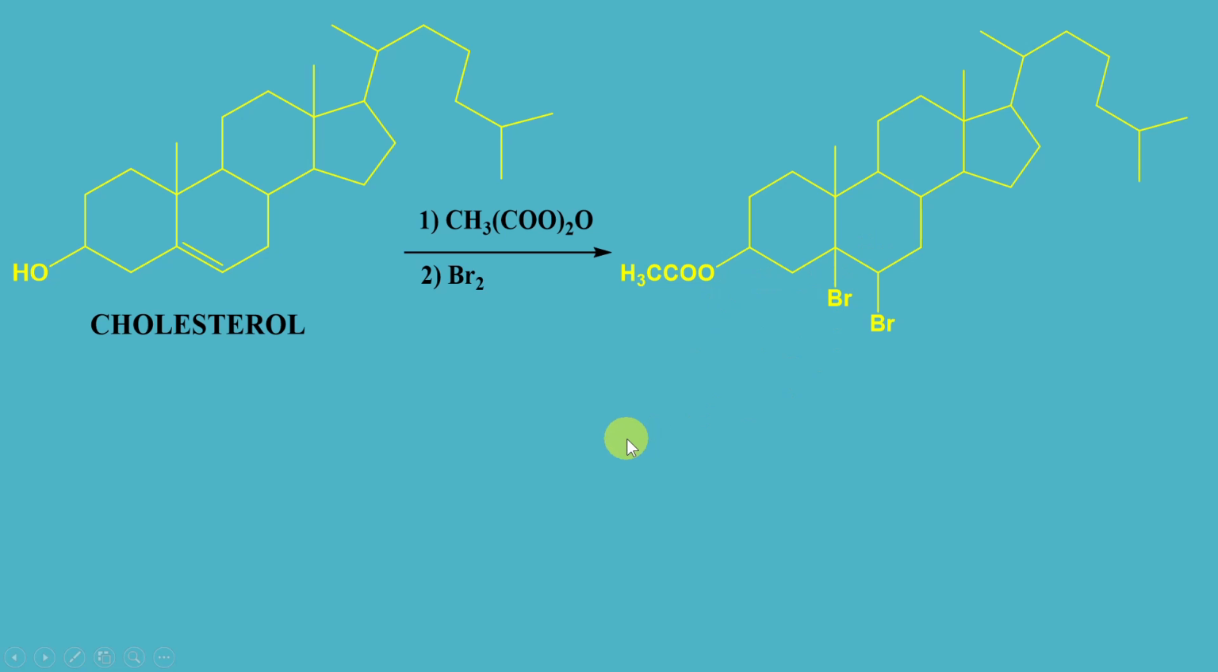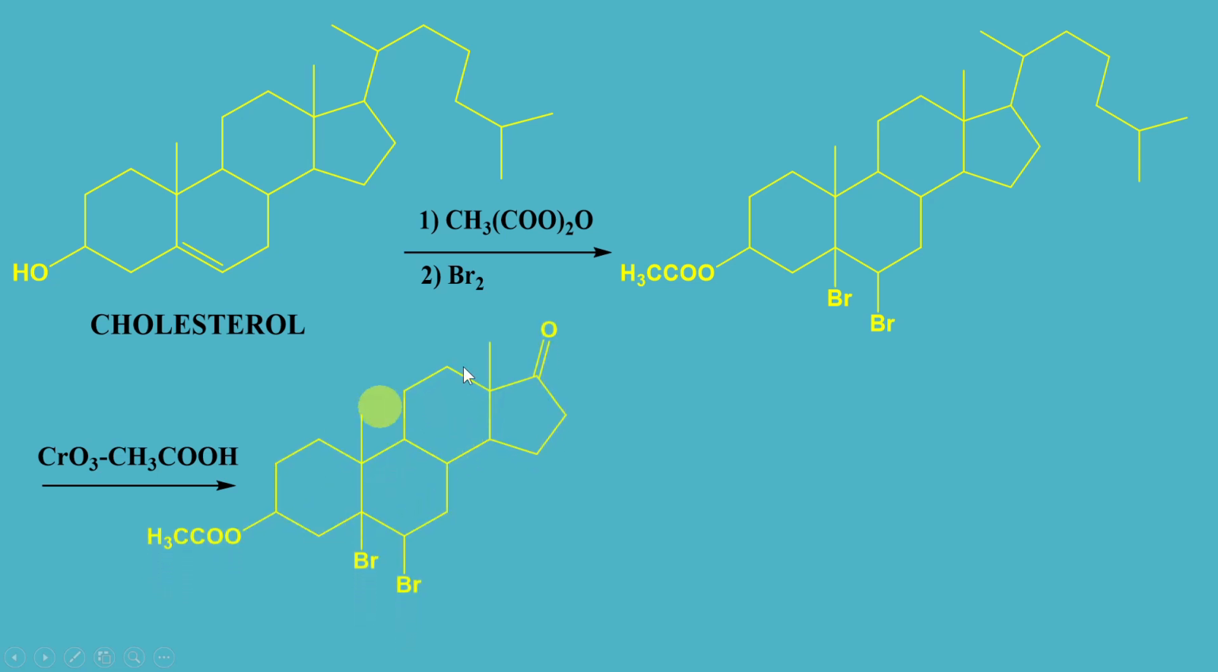This dibromo cholesterol acetate, on oxidation with chromic oxide and acetic acid, has its side chain oxidized to form a ketone, a cyclic ketone. The whole side chain gets oxidized to form the cyclic ketone. A pentanone structure is formed here. You can see the structure of that ketone. Here you can see all this structure gets oxidized to ketone. Thereby this molecule is produced.